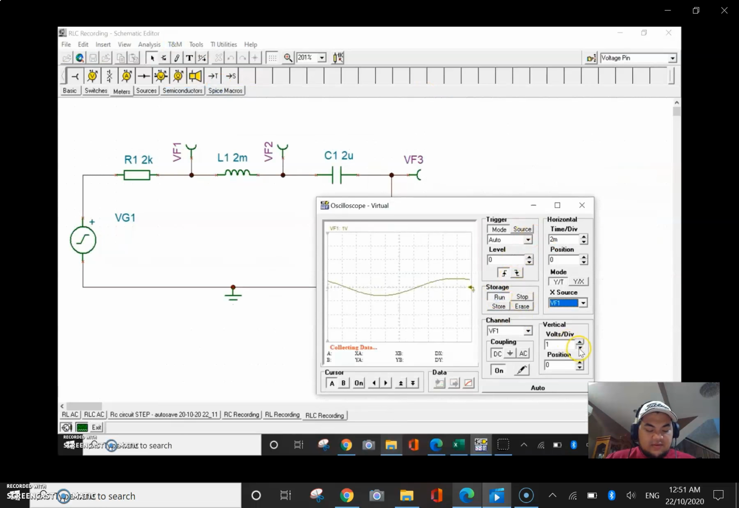Now, by using the oscilloscope, we can observe that the waveforms for VF1 and VF2 are synchronized, which means there is no phase shift between the two waves. However, for VF3, you can see that it is slightly shifted. Again, we can obtain two values from each of the curves, which are in the same phase, so we can calculate the phase shift.